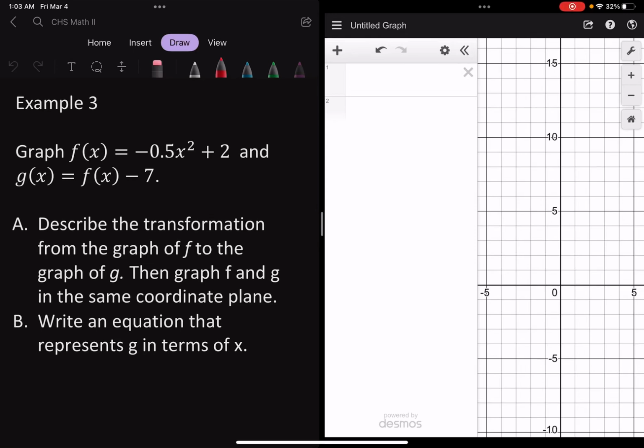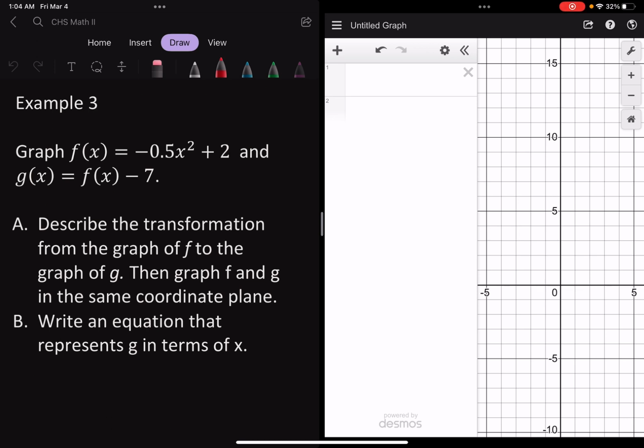All right, here's example 3, our last example. It says graph f of x equals negative 0.5 x squared plus 2, and g of x equals f of x minus 7. Then describe the transformation from the graph of f to the graph of g, then graph f and g in the same coordinate plane. Then you're going to write the equation that represents g in terms of x. Okay, so a lot of words there.